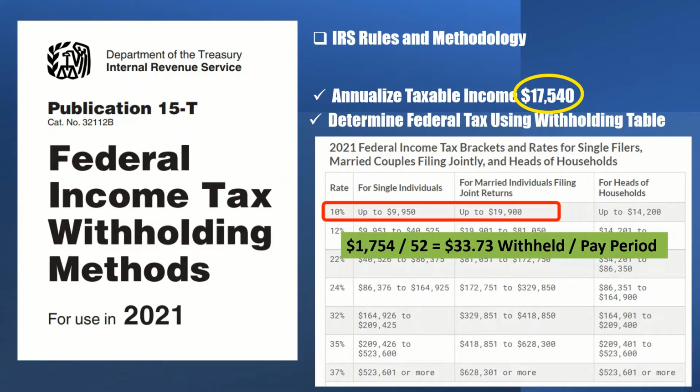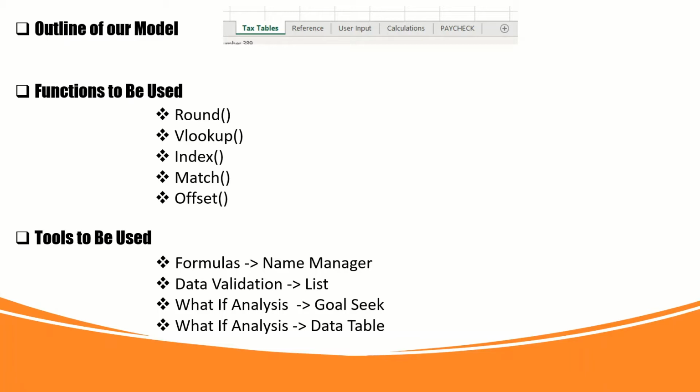So that's the math, that's the methodology, the rules, the algorithm for calculating it. Now we just need to do all of that in Excel and come up with $33.73. All right, so now I'm going to show you how to do that.